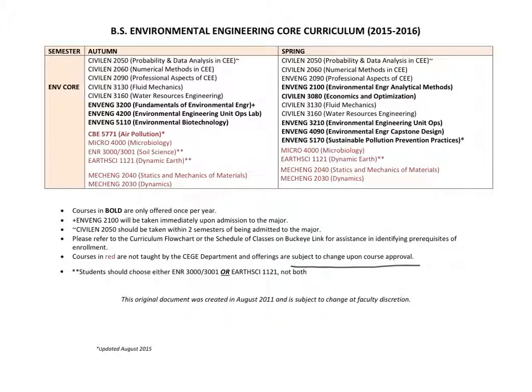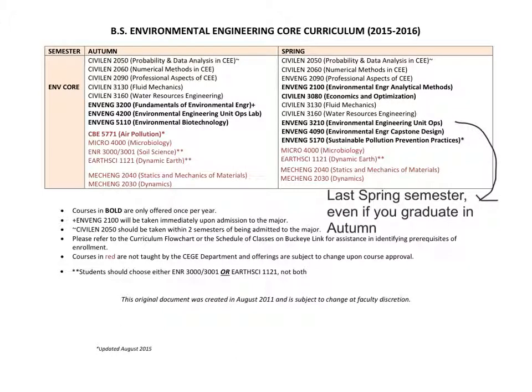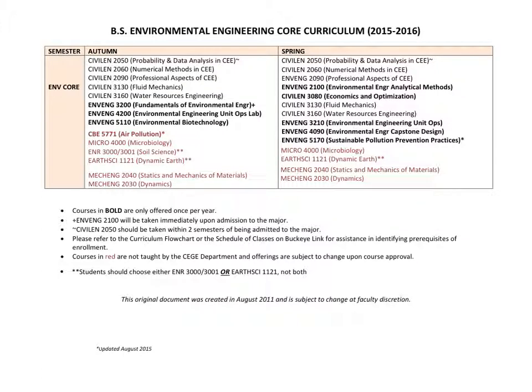For the most part, you're going to be taking environmental engineering 2100 and environmental engineering unit ops sooner in your curriculum. You'll save the environmental engineering capstone course for your last spring semester. You'll probably take environmental engineering 3200 in the earliest autumn semester that you can, and then probably take environmental engineering 4200, 5110, and the chemical engineering course later on in your curriculum. The microbiology 4000 course does have a prerequisite of a biology course, but we can waive that if you haven't taken one or do not have any credit.